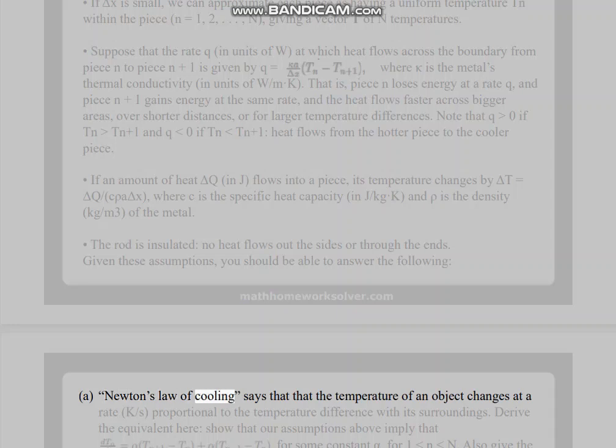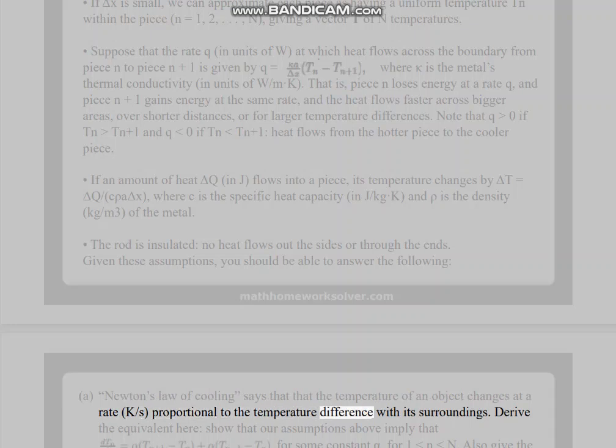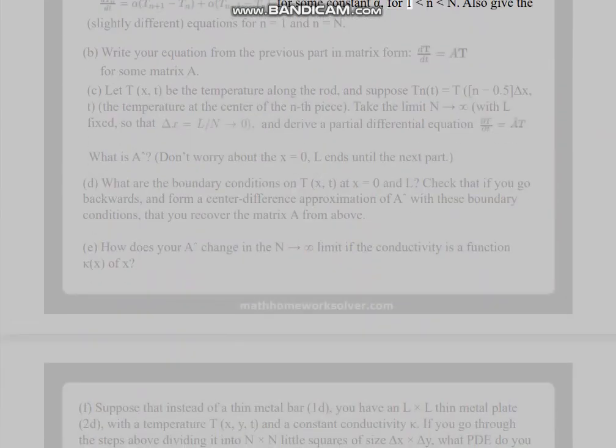a. Newton's law of cooling says that the temperature of an object changes at a rate, in K/s, proportional to the temperature difference with its surroundings. Derive the equivalent here, show that our assumptions above imply that for some constant alpha, the rate of change of T_n is given by an equation, for one less than n less than n. Also give the slightly different equations for n equals 1 and n equals n.